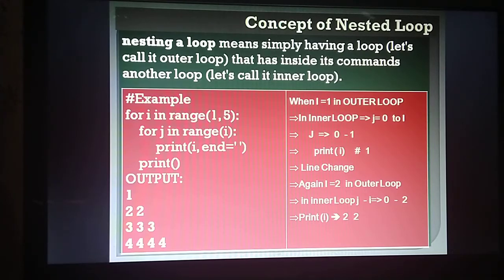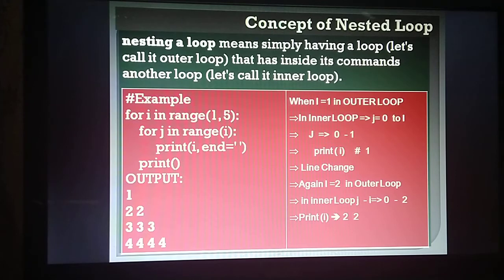Now for each iteration of the first loop, first when the value of I is 1, the inner loop will execute. The condition of the inner loop is range I, which means whatever the value of I, it will run according to that. Each time j will start from 0. When I is equal to 1, j in range I means range 1, so j will run from 0 to 1, meaning the print statement will execute only one time. The print statement will print the value of I, which is 1.